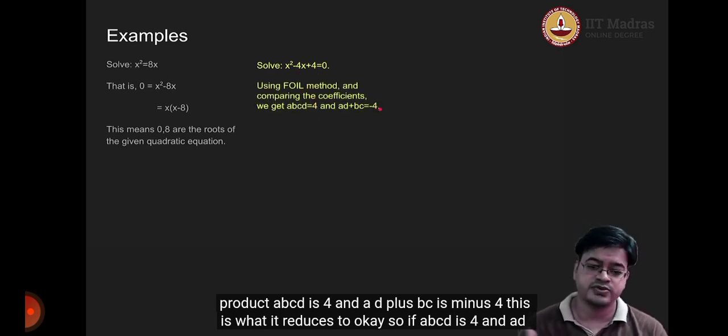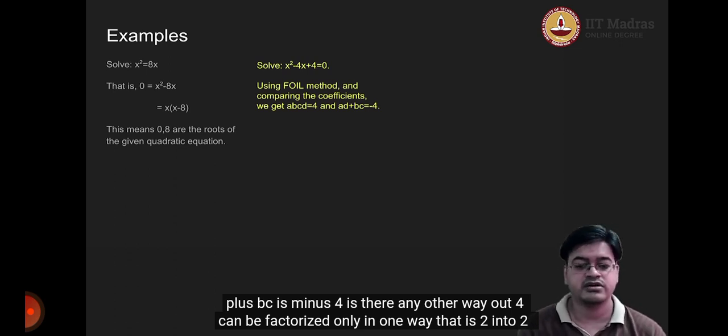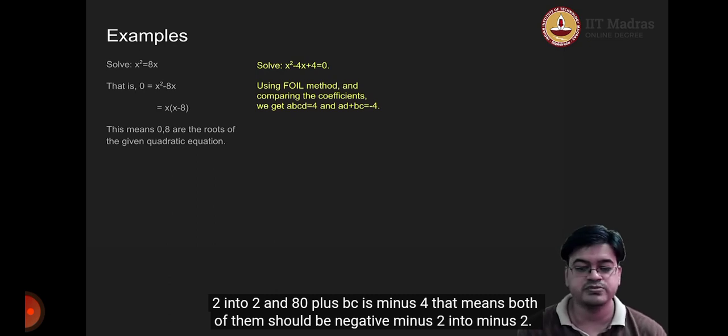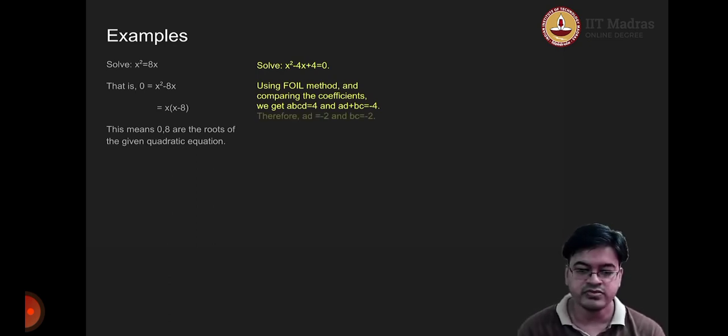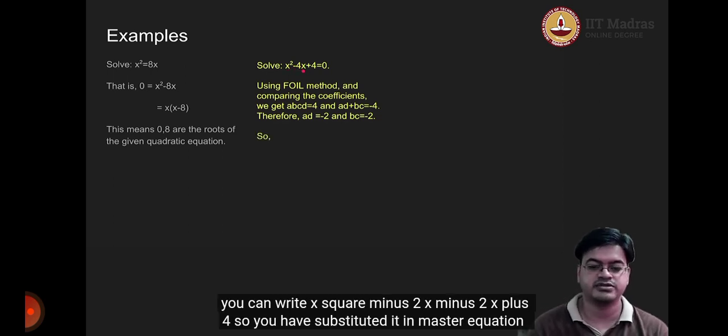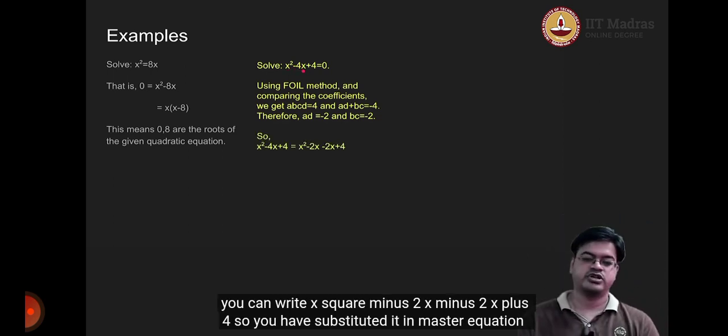Okay. So if ABCD is 4 and AD plus BC is minus 4, is there any other way out? 4 can be factorized only in one way, that is 2 into 2, and AD plus BC is minus 4, that means both of them should be negative, minus 2 into minus 2. So AD is minus 2, BC is minus 2. Substitute it in the master equation where you can write x square minus 2x minus 2x plus 4. So you have substituted it in master equation.